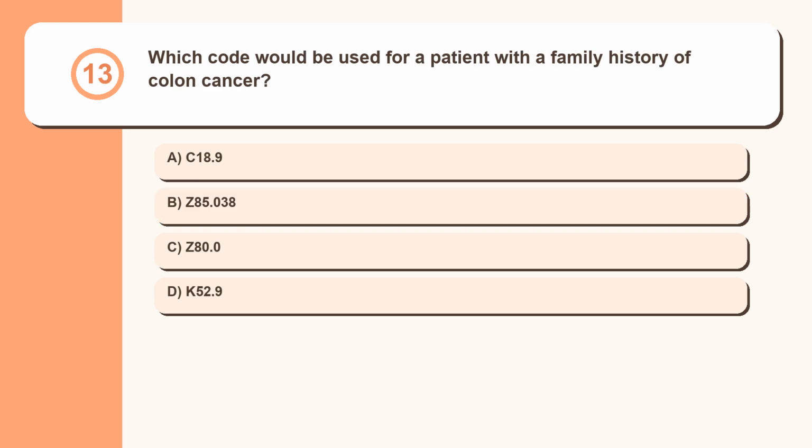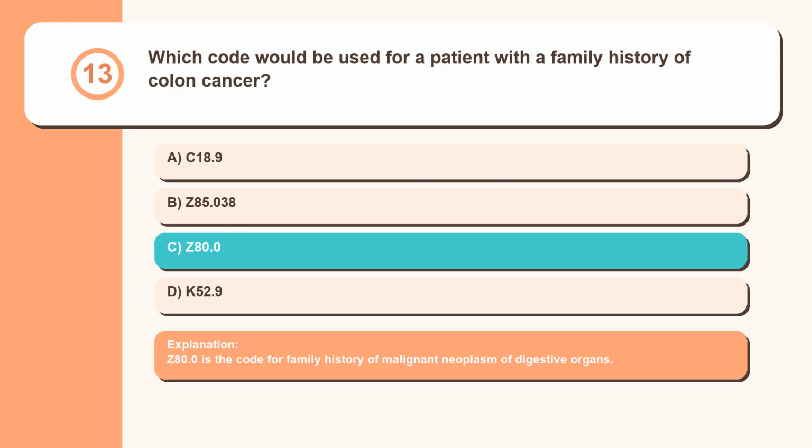Question 13. Which code would be used for a patient with a family history of colon cancer? C18.9, Z85.038, Z80.0, K52.9. Z80.0 is the code for family history of malignant neoplasm of digestive organs.